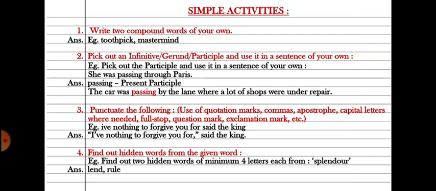Let's have a look at the example. I have nothing to forgive you for, said the king. Answer: double open inverted commas, I capital, apostrophe, I've nothing to forgive you for, comma, close double inverted commas, said the king, full stop.